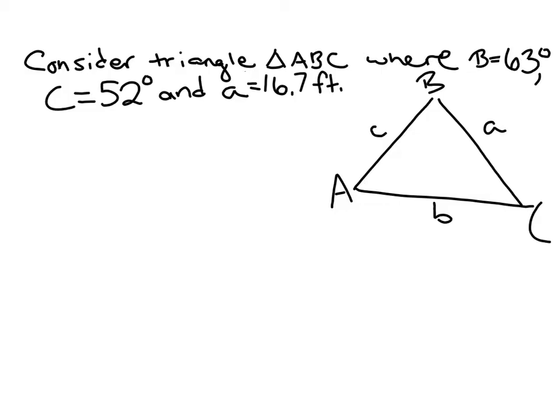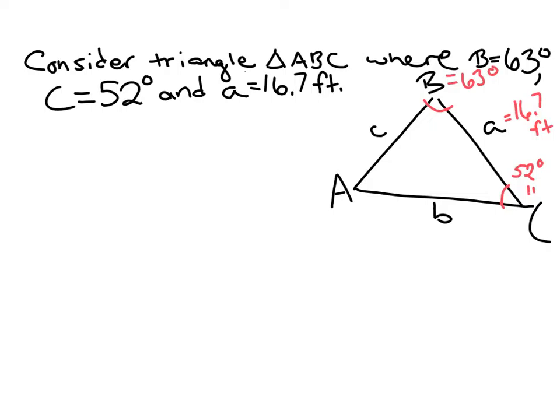Now we're given some information. I'll write the given information in red here. So we're given that angle B right here is 63 degrees, and angle C over here is 52 degrees. And side a right here is 16.7 feet. So the red information is what's given.